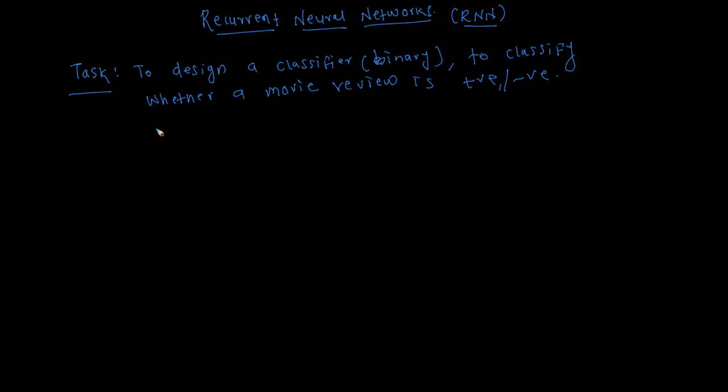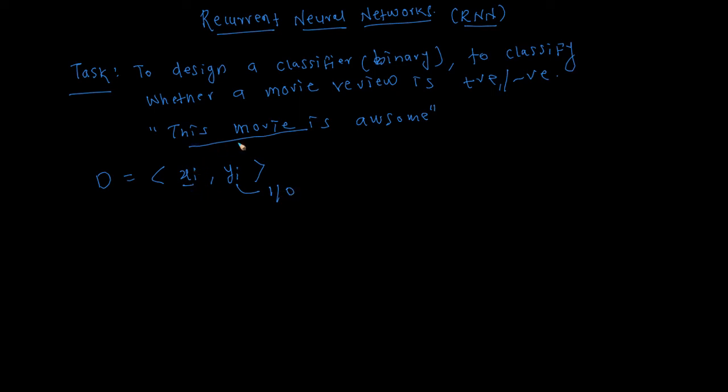Now, a sample or example movie review is like this: "This movie is awesome." Let's say this is a review, right? Now this review consists of words. Let's say we have a data set of such reviews. Let's say our data set is D, with xi, which are reviews, and yi, which say whether these reviews are positive or negative. That means yi can take either value 1 or 0. 1 means positive, 0 means negative.